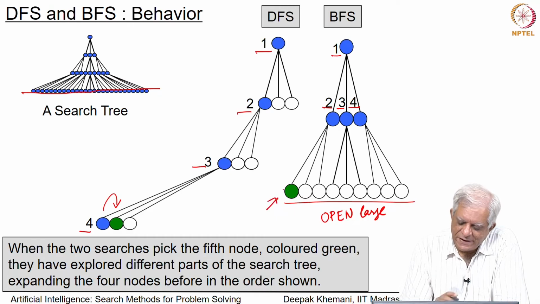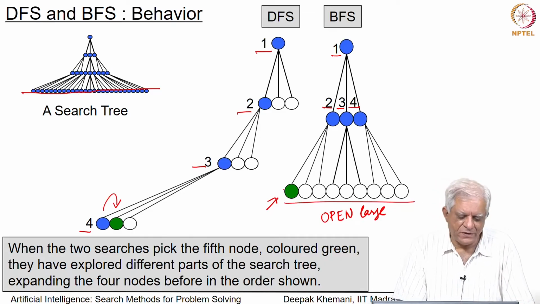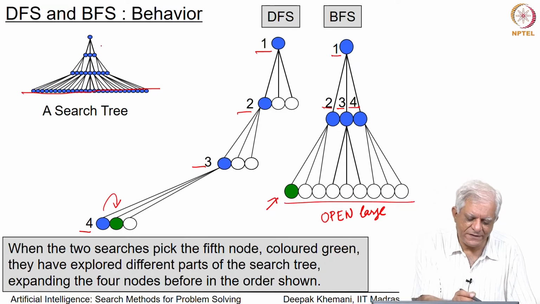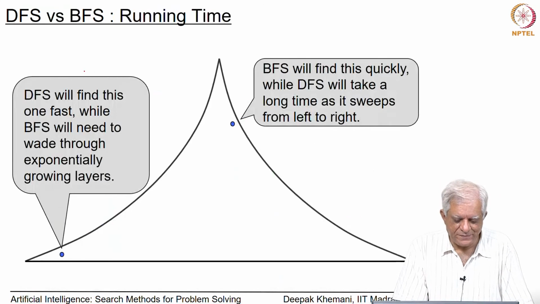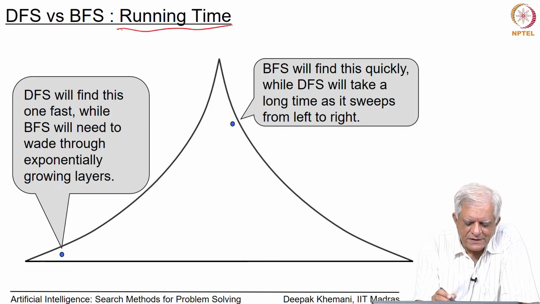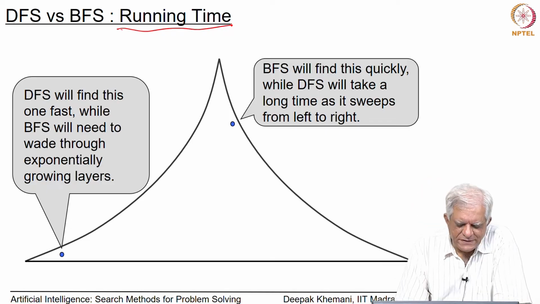So, this again depicts the same thing that we were talking about, the different behavior of the 2 search algorithms as they go into a search space. The search space in this case is a small tree with branching factor 3 and depth 3. What about the running time of these two algorithms? Well, that really depends upon the location of the goal node.